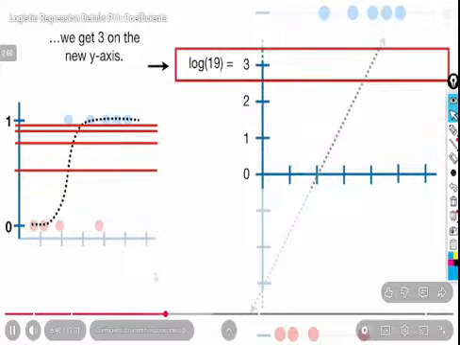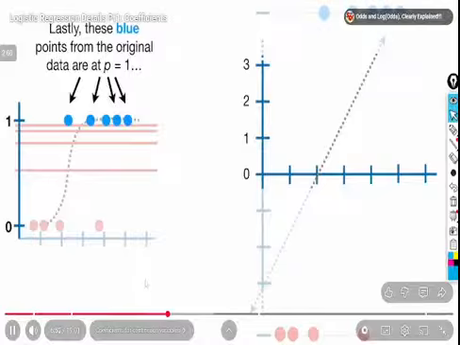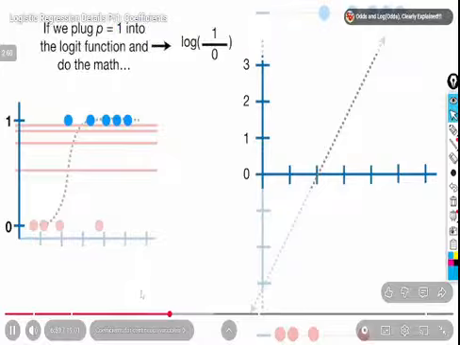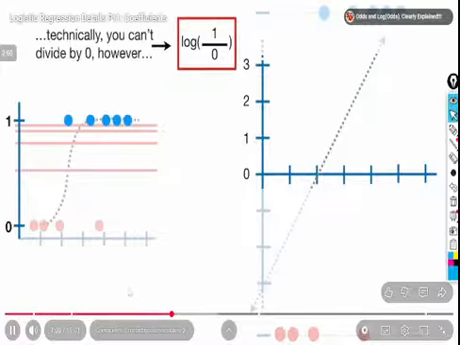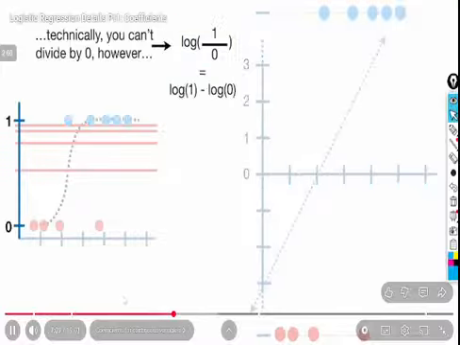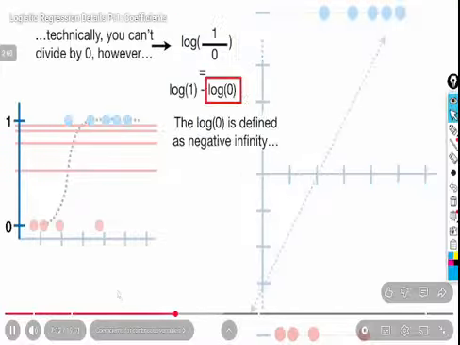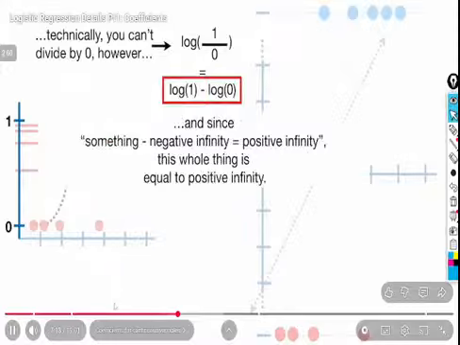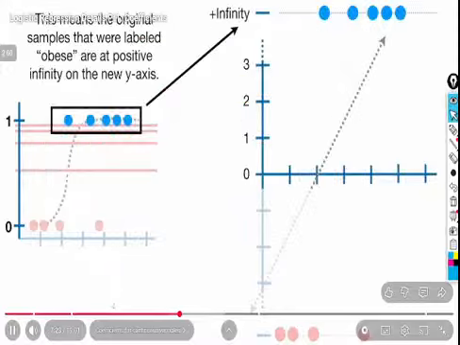Lastly, these blue points from the original data are at p equals 1. If we plug p equals 1 into the logit function and do the math, well, technically you can't divide by 0. However, the log of 1 divided by 0 equals the log of 1 minus the log of 0. And the log of 0 is defined as negative infinity. And since something minus negative infinity equals positive infinity, this whole thing is equal to positive infinity. This means the original samples that were labeled obese are at positive infinity on the new y-axis.